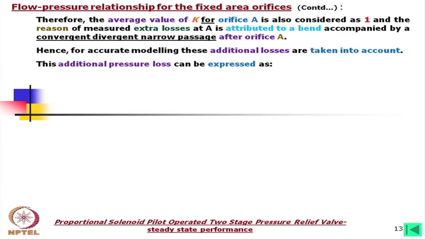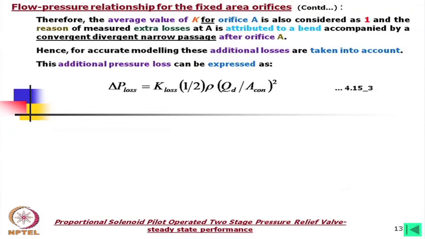This additional pressure loss can be expressed with this formula: K loss times half rho Q squared over the area of that restriction, squared. We measured the area by putting a wire gauge, different sizes of wire were put there, only the diameter was measured, and we developed an empirical formula. With this loss factor, the pressure loss can be calculated and estimated.